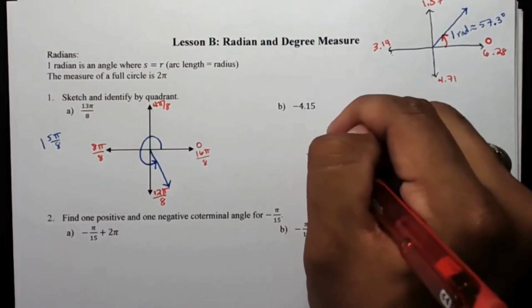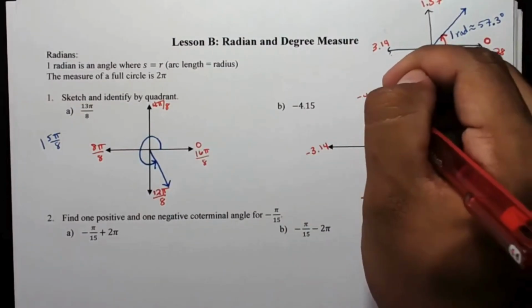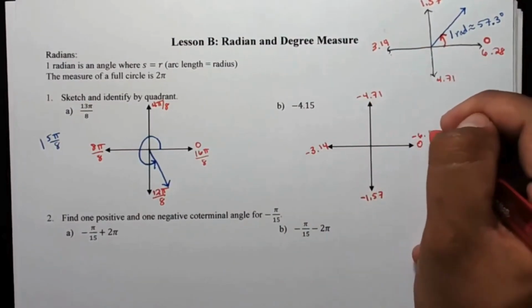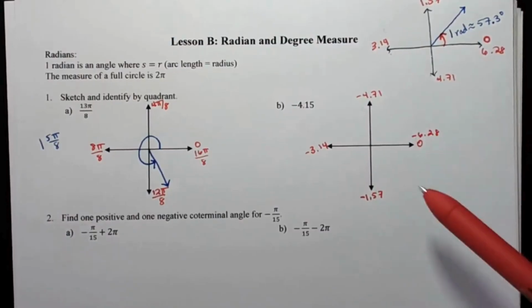This is going to be negative 3.14. And this is going to be negative 4.71. And you could say that this is negative 6.28. We don't need this, and this is all optional.